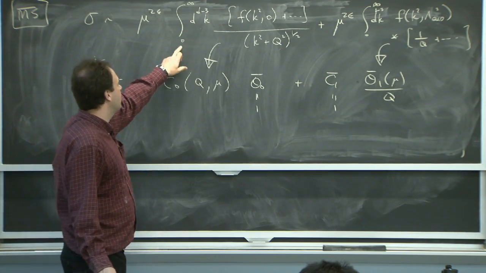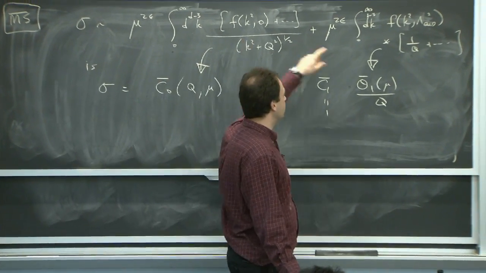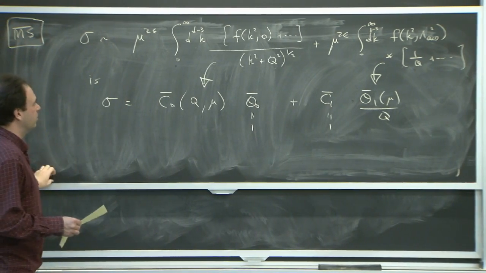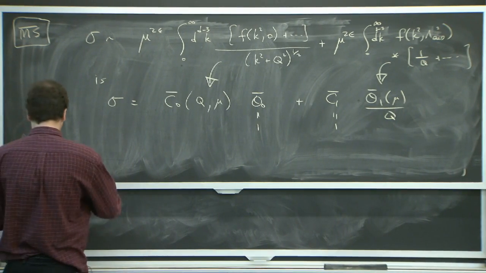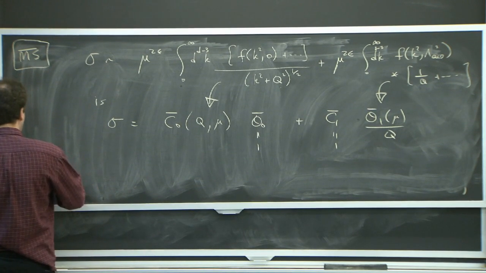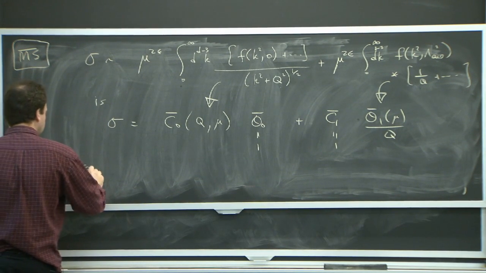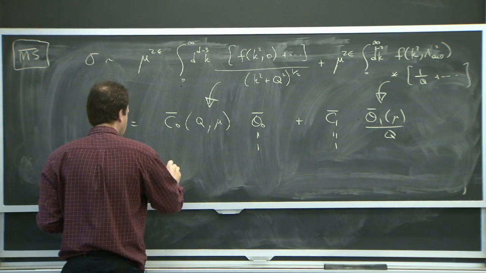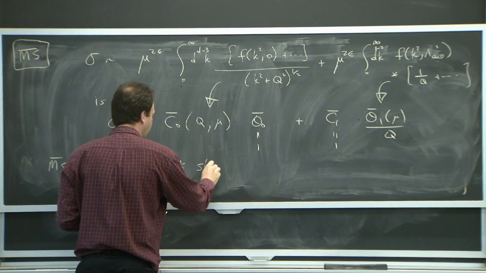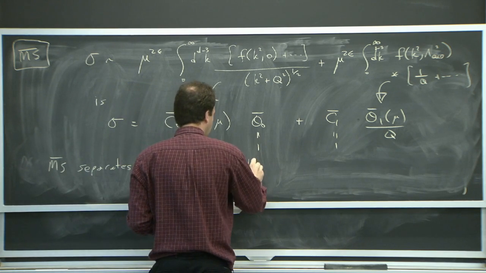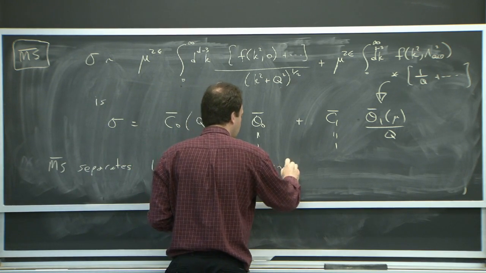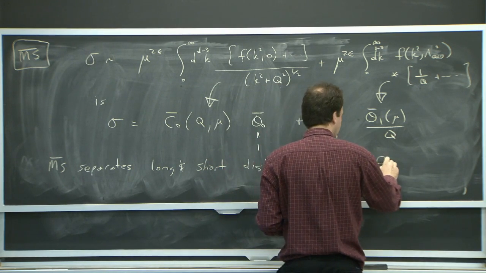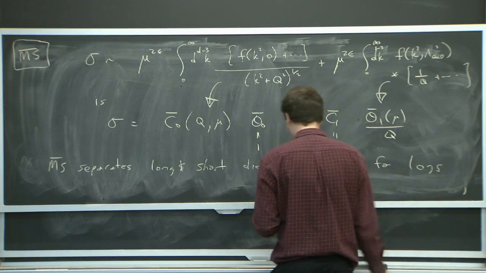Now, the thing about MS bar is that you integrate all the way down to 0 there, and you integrate all the way up to infinity here. Okay, and that's where the Renormalon problems come from. So this little procedure here separates the long and short distance physics for the logs. It does that correctly.